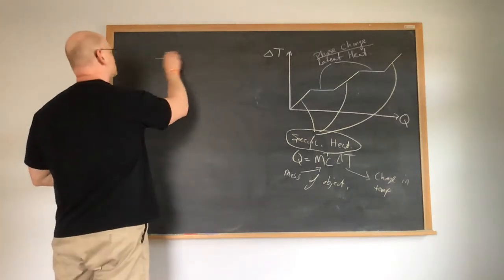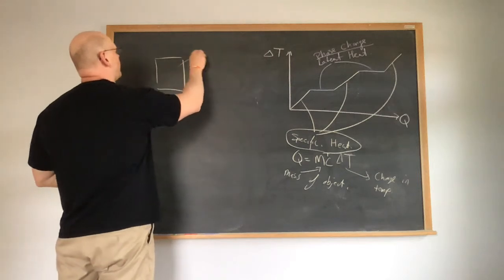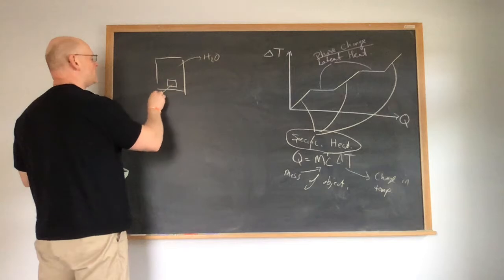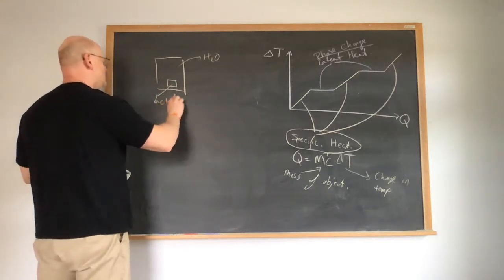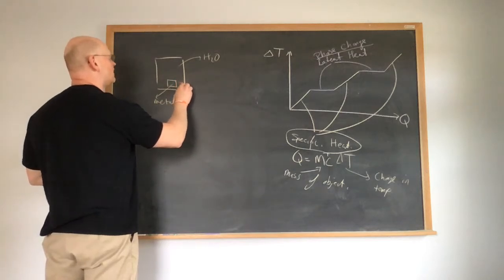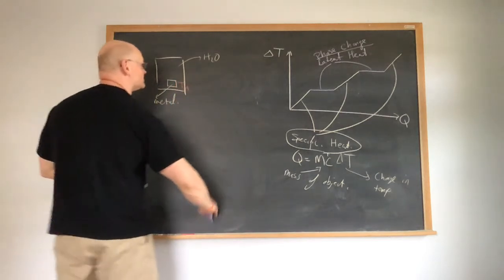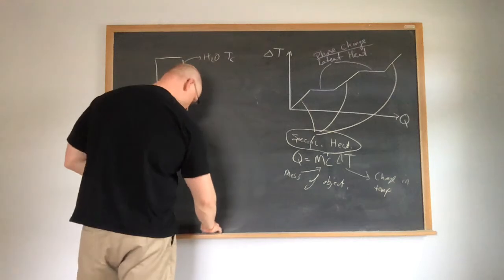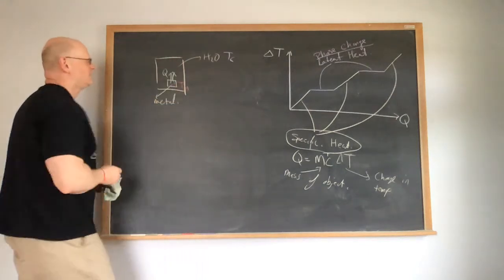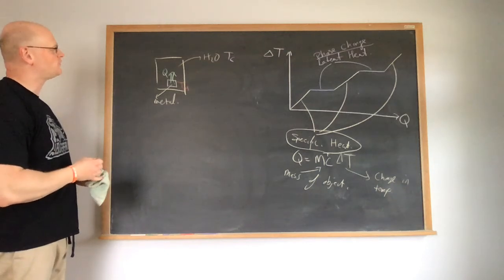So in this case, we're going to have here water. This is going to be our H2O. Inside of this, we're going to put our metal. But the metal is going to be the hot system. So this is going to be at an initial temperature of T hot. The water is going to be at the initial temperature of T cold, meaning that heat is going to flow from the metal into the water.